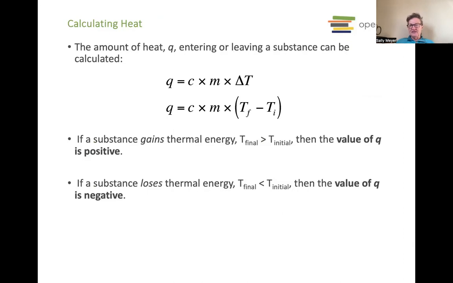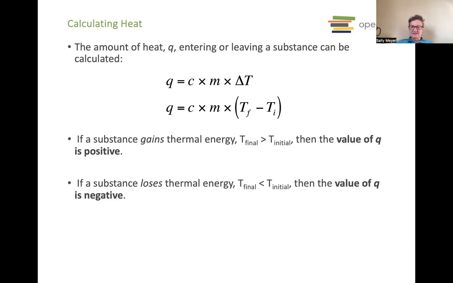So if you know the heat capacity of a substance, then you can measure how much the temperature of that substance changes in order to determine how much heat came in or out of the system. So the amount of heat Q entering or leaving a substance can be calculated with this equation. Heat is going to equal the heat capacity times the mass times delta T.